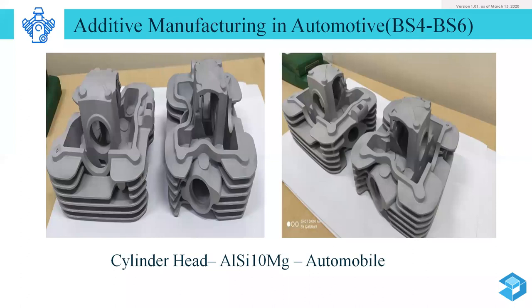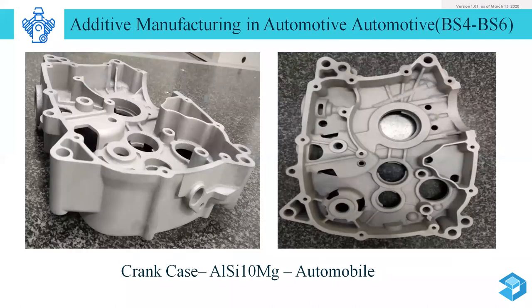Just hold on. Okay. So Objectify has been able to help various OEMs and automotive manufacturers in moving from BS4 to 6 transition. And we've helped them manufacture these cylinder heads, etc. These are actual functional parts. And these crankcases, etc., that we were able to manufacture using 3D printing. This is made of aluminium. And you can see all these fitment areas, etc., all these intricate features. We were easily able to manufacture using 3D printing and help these automotive companies move from BS4 to 6.